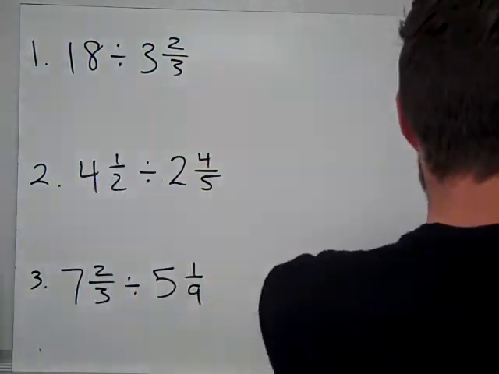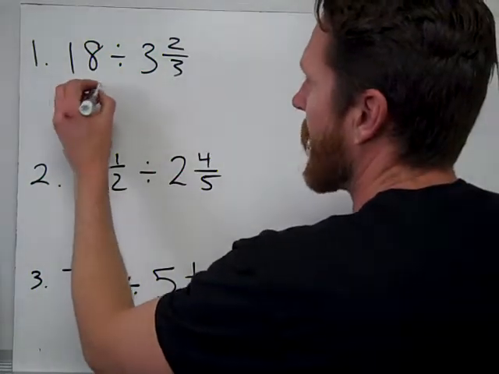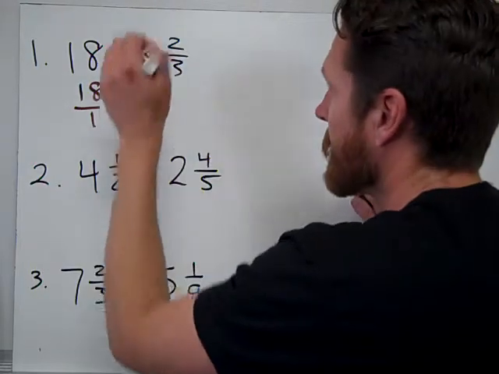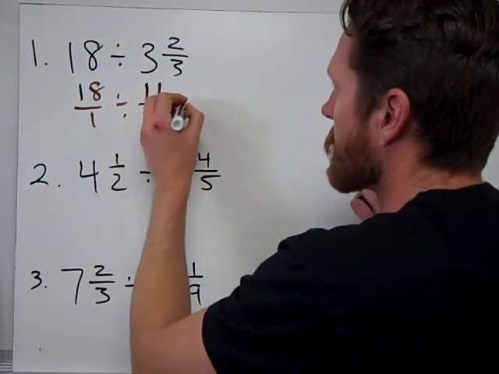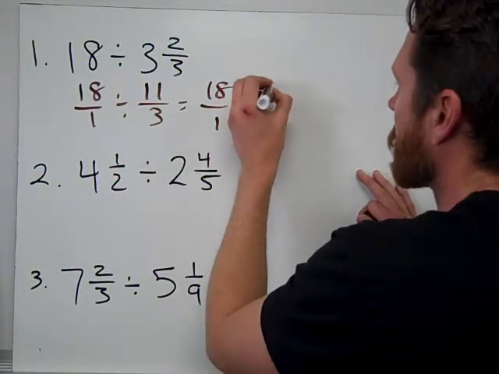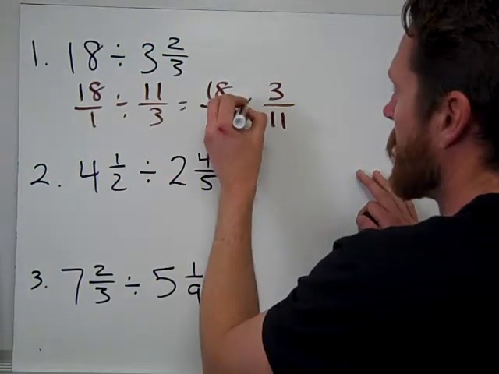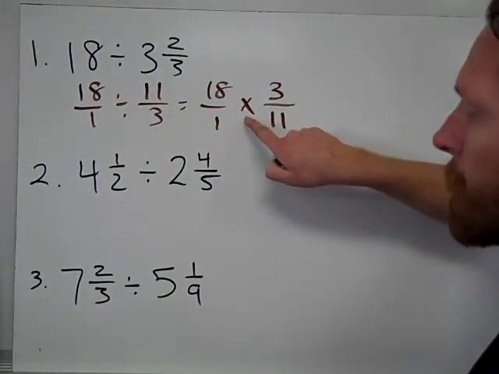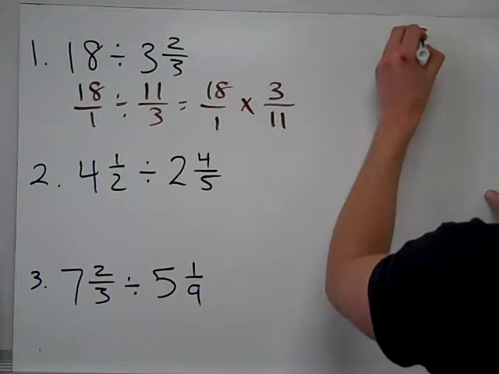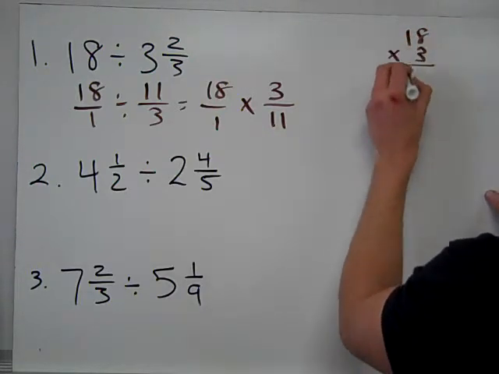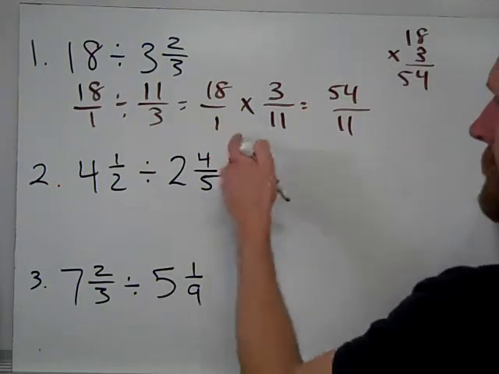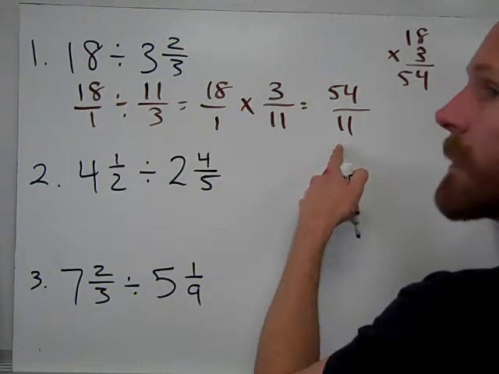Alright, so let me go back to a different color here. 18, which would be 18 over 1, divided by 3 times 3 is 9, plus 2 is 11 thirds. Now, first fraction stays the same. Second fraction, reciprocal, multiplication sign. I cannot simplify. 18 times 3, 54. 11ths. 11 times 1 equals 11.